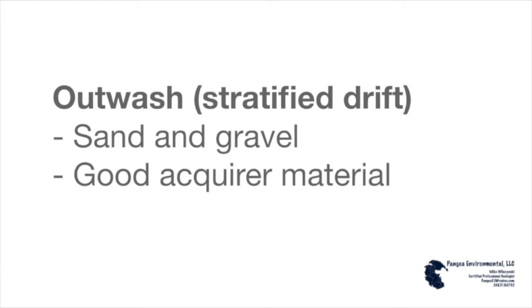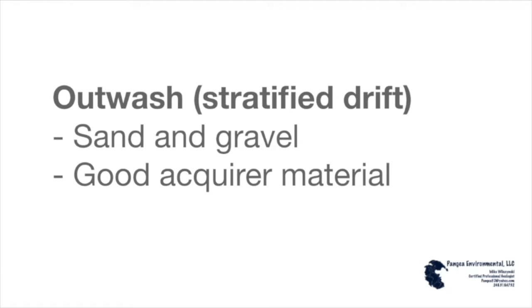The other material is outwash or stratified drift. This is sand and gravel. This is what is mined for aggregate. This material, after being dropped by the glacier, was sorted and cleaned by running water from the melting ice. So all the fine-grained material got carried away, leaving behind nice, clean sand and gravel deposits.